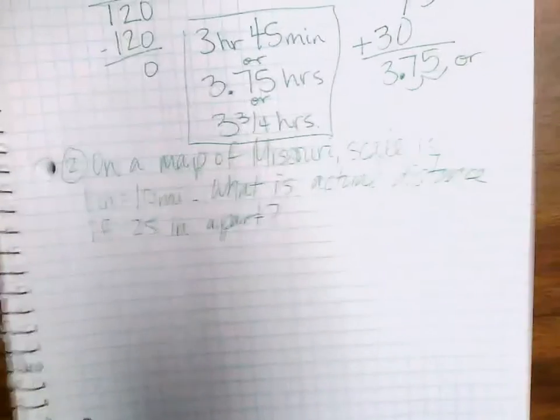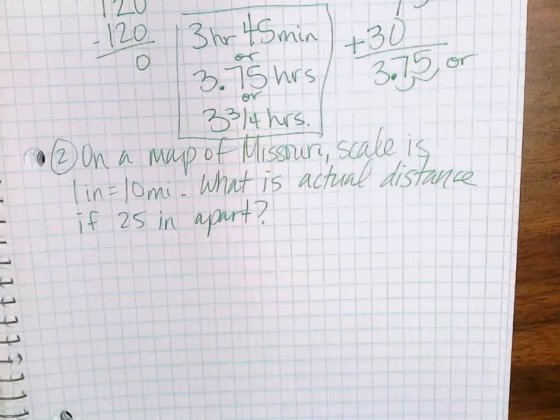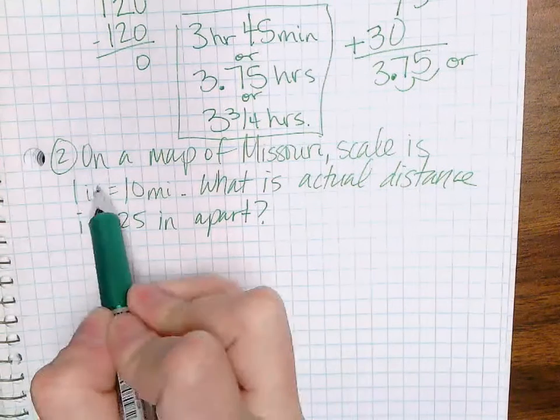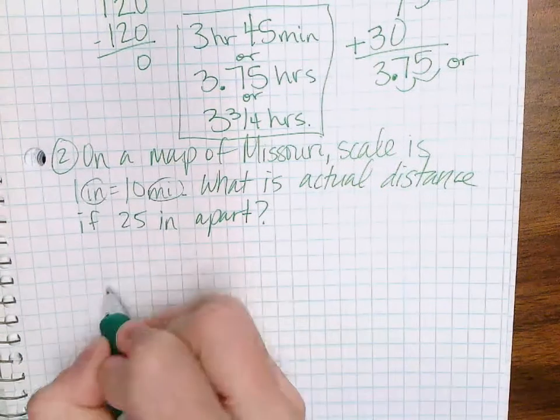Okay. Another one that was commonly missed is: on a map of Missouri, the scale is 1 inch is equal to 10 miles. You need to know how to do this for history anyway. What is the actual distance if it's 25 inches apart? So on the map, if you measure it and it's 25 inches apart, this is your scale. You're going to set this equal to each other.